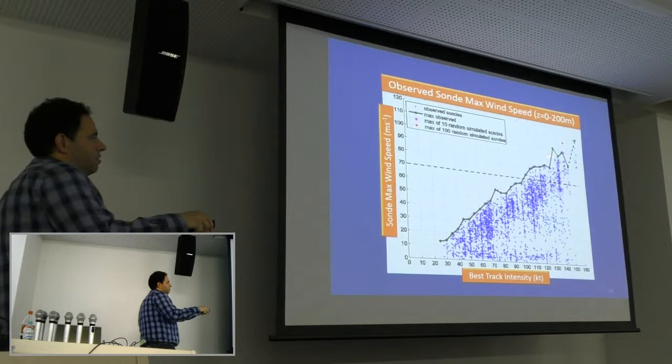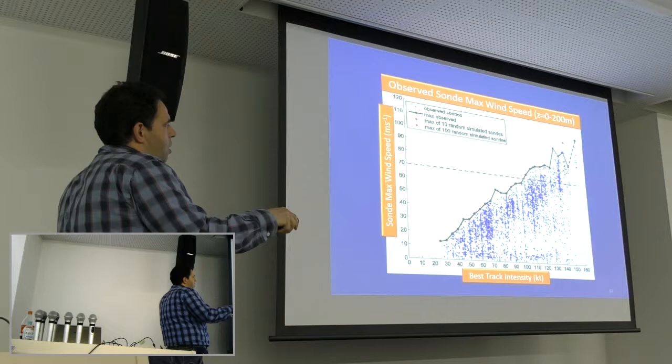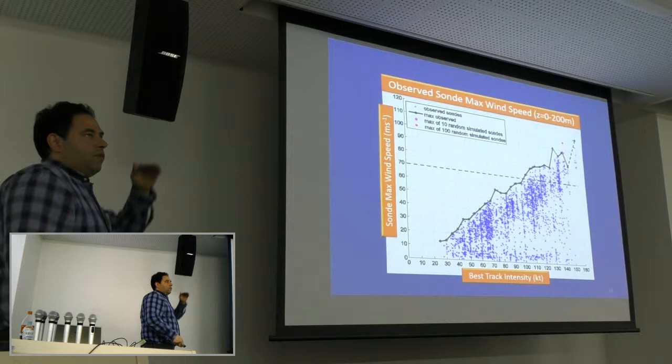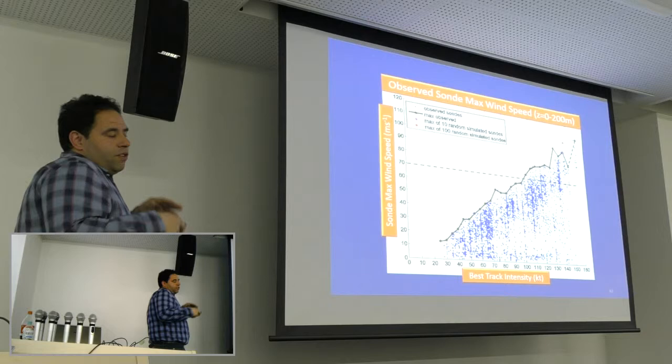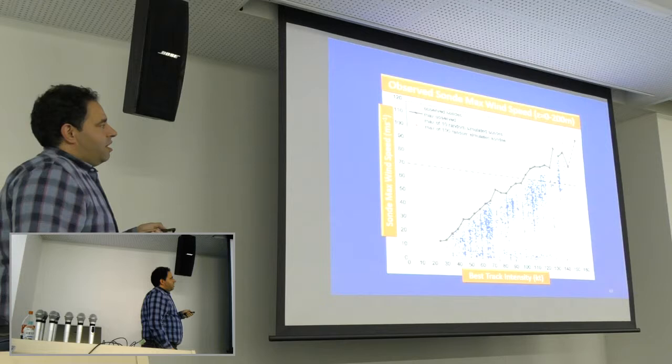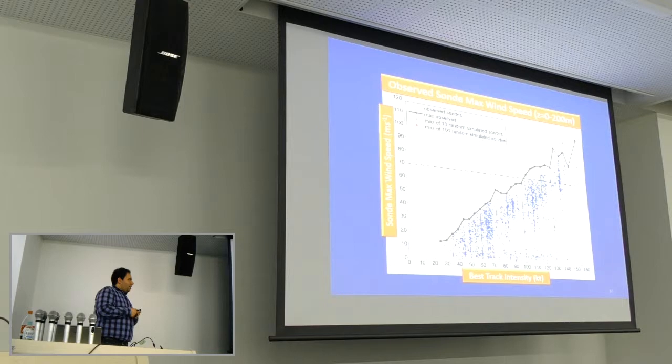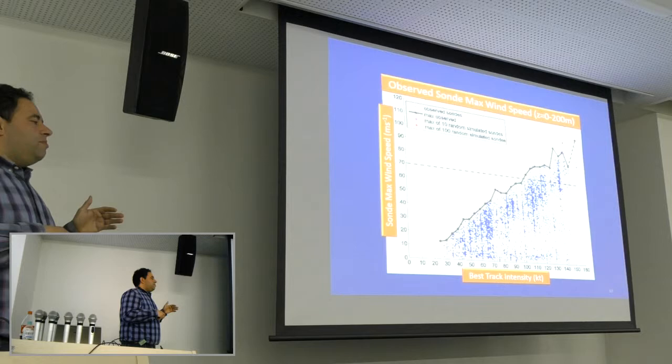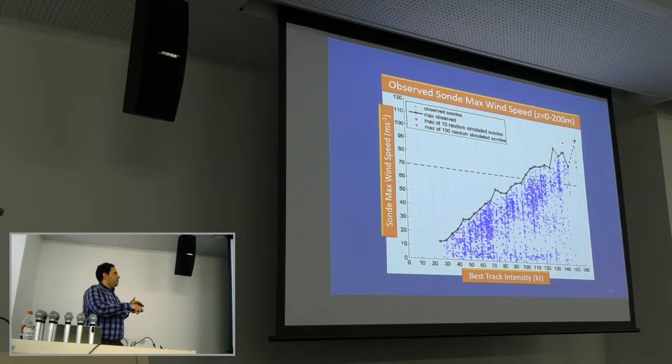If you increase the sampling in the simulation to 100 soundings instead of 10, you get this red dot here. So you're increasing the peak winds that you expect to sample, and then it starts getting higher than the observed distribution. But 100 soundings is many more than we actually have in an intense tropical cyclone, so that's showing sampling that we wouldn't expect to get. So this is further evidence that, as far as we can tell, the simulation is similar to the observations in terms of the strongest winds we could expect to sample for a given intensity.